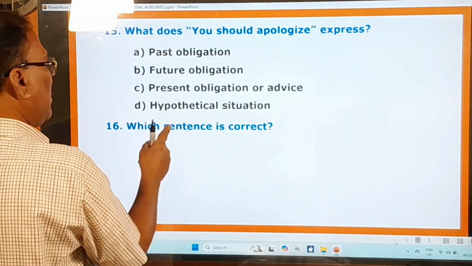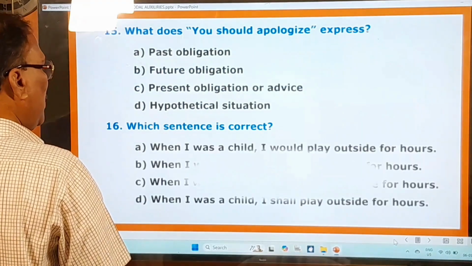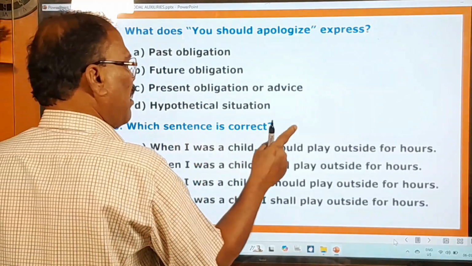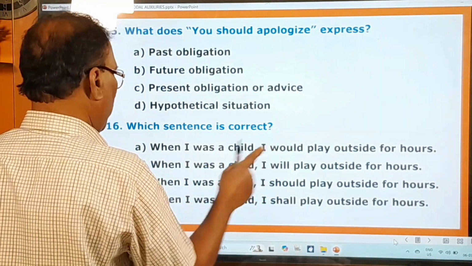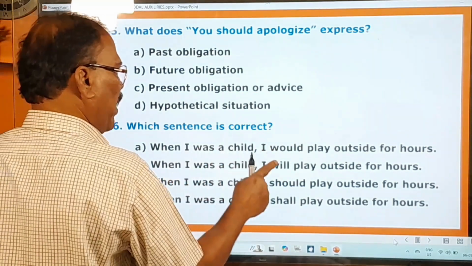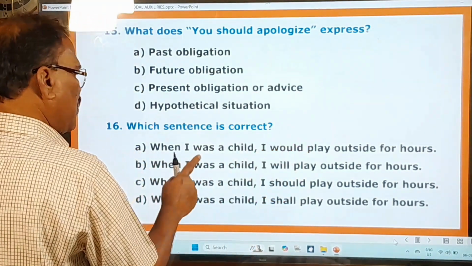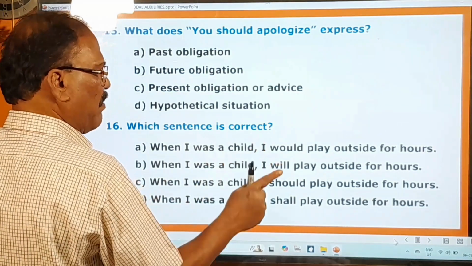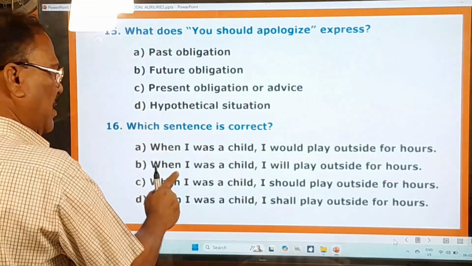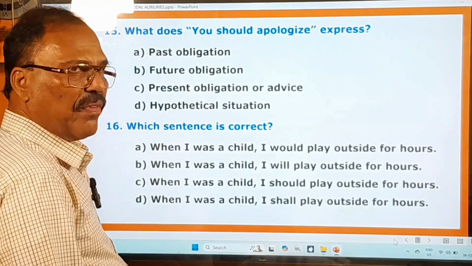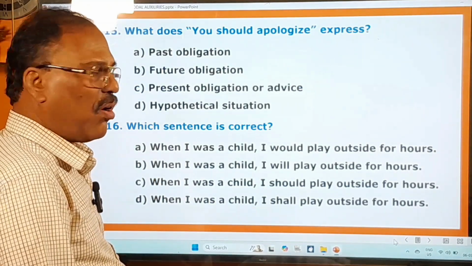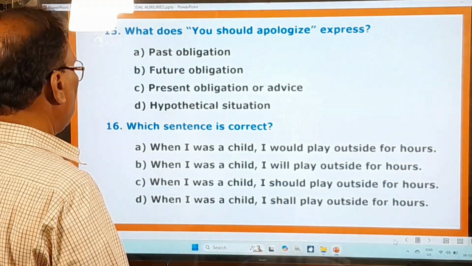16th question. Which sentence is correct? When I was a child, I would play outside for hours. When I was a child, I will play outside for hours. When I was a child, I should play outside for hours. When I was a child, I shall play outside for hours. Which sentence is correct out of these 4 options? Please understand this question thoroughly well and then you choose the relevant answer. Now you move on to other questions.